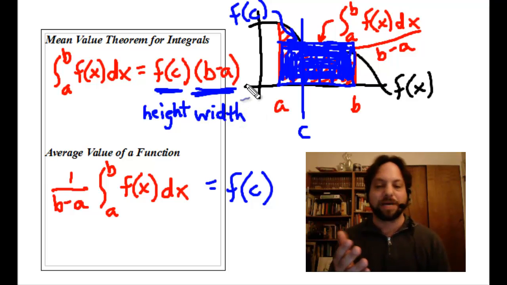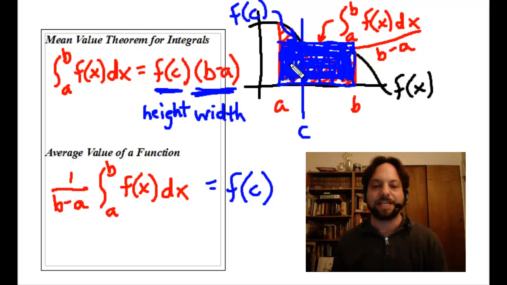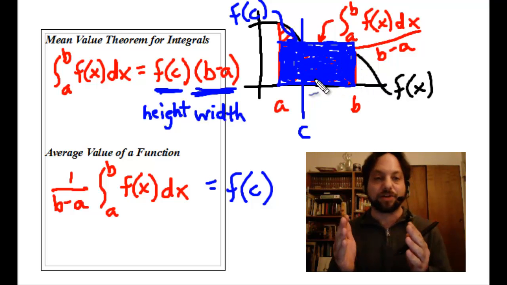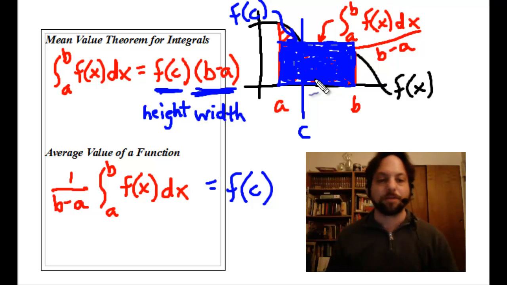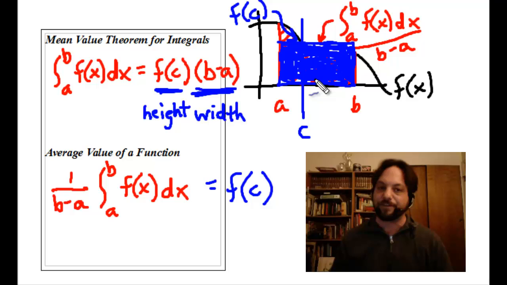Now this is a big mess, this picture I've drawn. It's confusing at best. But basically all I've done is I've taken the area that I'm looking for and turned it into a rectangle. The rectangle has the same width as our interval and some height that is attributable to the average value of that function.